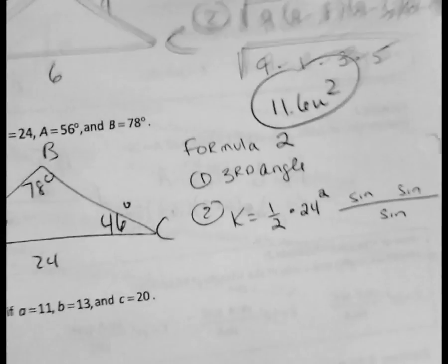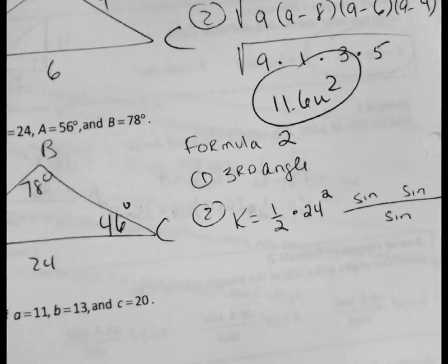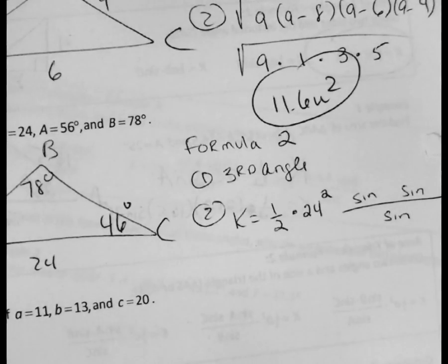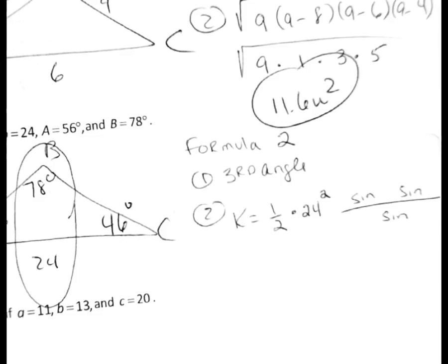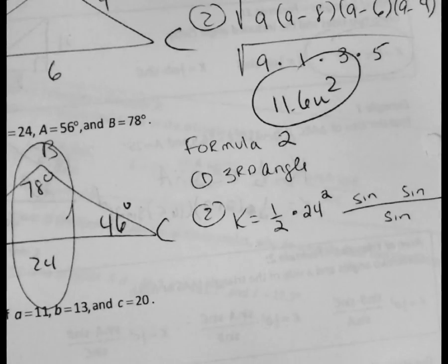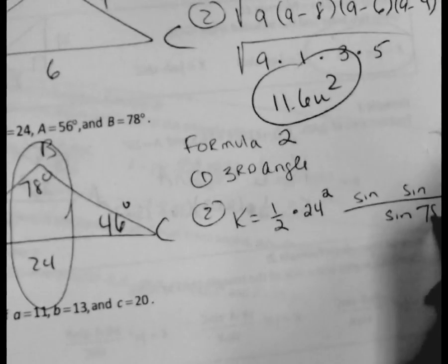Wait, how do you get that? I did 180 minus 78 minus 56. This is the only thing you have to figure out. What one do I divide by? Sine of which angle? How do I know which one to divide by? 78. Why is that? Because it's across from the side. The one across from the side is the one you divide by.